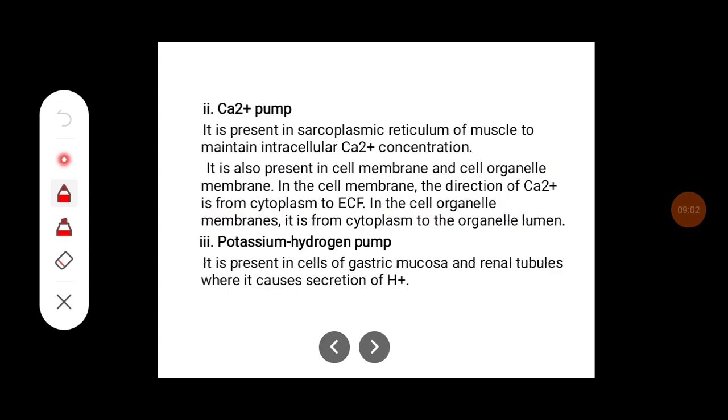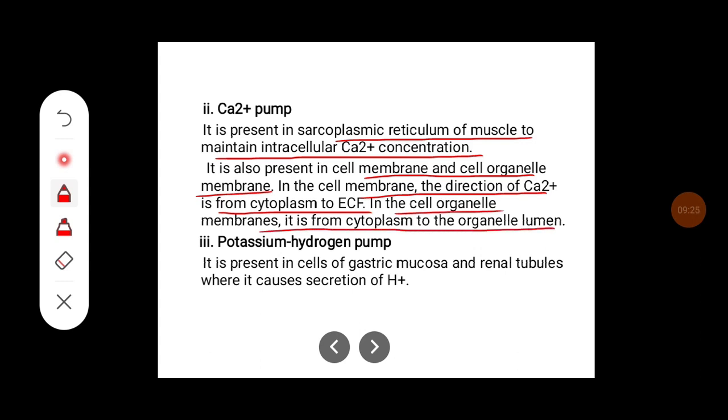Calcium pump. It is present in the sarcoplasmic reticulum of muscle to maintain intracellular calcium concentration. It is also present in the cell membrane and cell organelle membrane. In the cell membrane, the direction of calcium is from cytoplasm to extracellular fluid. In the cell organelle membranes, it is from cytoplasm to the organelle lumen. The third example is the potassium hydrogen pump. It is present in cells of the gastric mucosa and renal tubules, where it causes active secretion of H+ ion.